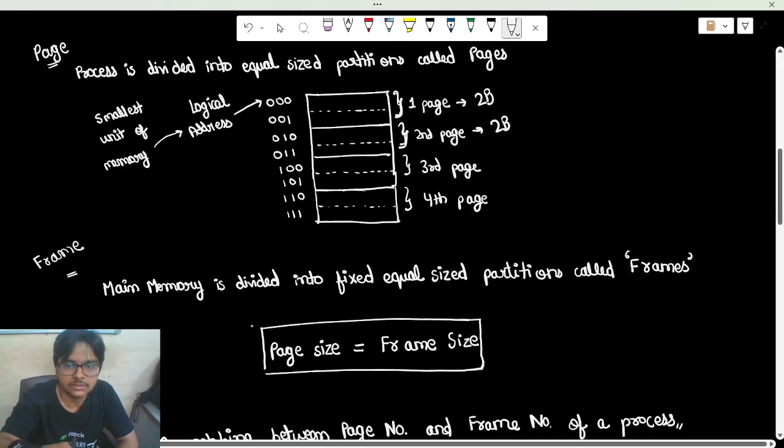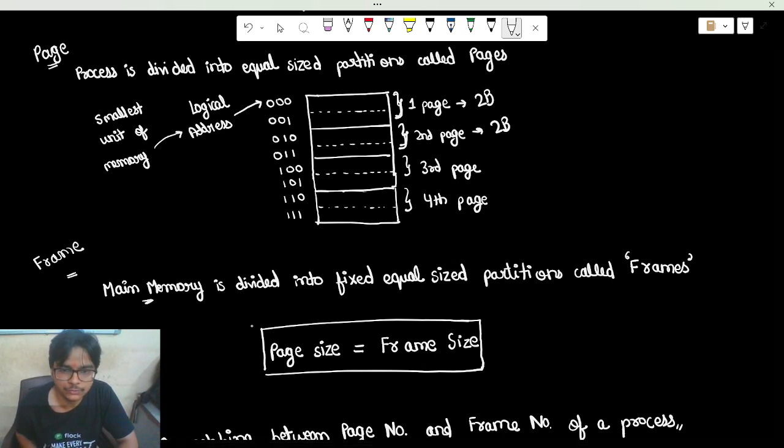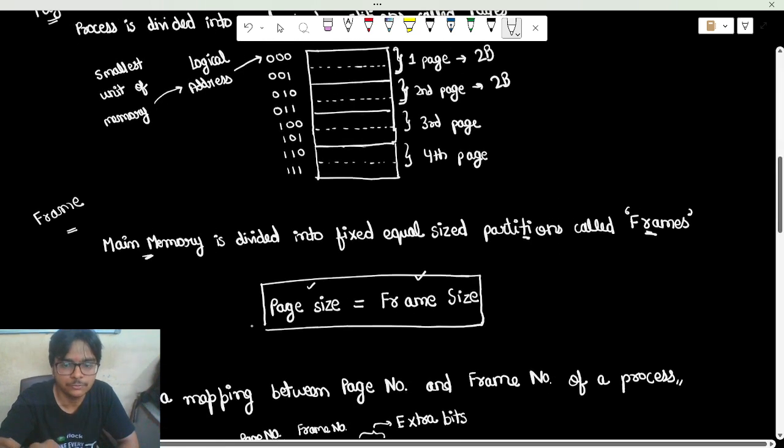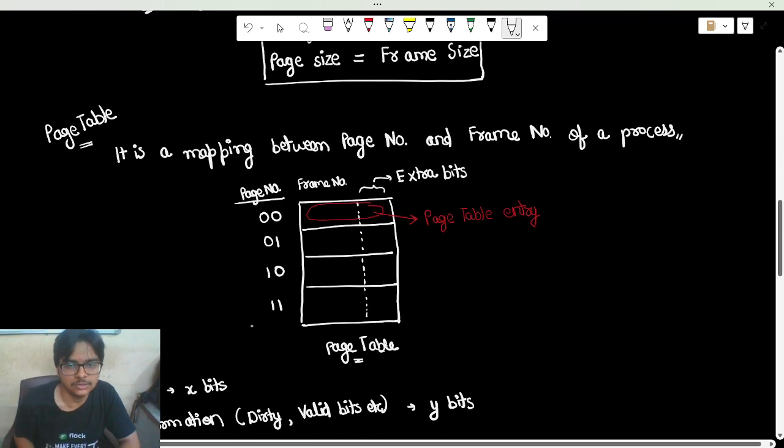Here you can see there is a frame. Main memory is also divided into fixed size partitions called frames. So the page size must be equal to the frame size. This was done to prevent the fragmentation problem in paging.